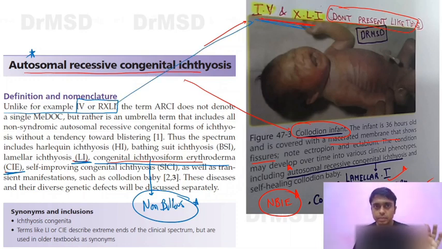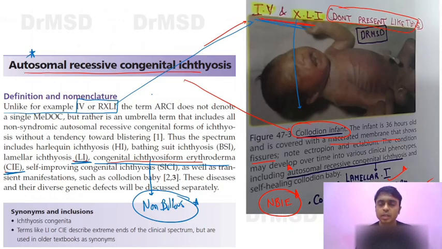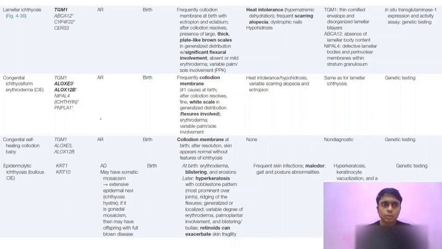So please remember, ichthyosis vulgaris and X-linked ichthyosis will never present with a collodion membrane. Collodion membrane will not be there in the case of ichthyosis vulgaris and X-linked ichthyosis. And as you can see, the two options, ichthyosis vulgaris and X-linked ichthyosis, are ruled out. And epidermolytic ichthyosis is not associated with collodion membrane. So the answer here would become lamellar ichthyosis. But if it's a PGI type of question and congenital ichthyosiform erythroderma, non-bullous form, is given, even this will be the answer. So here I want you to look at a few of the important points of ichthyotic disorders.